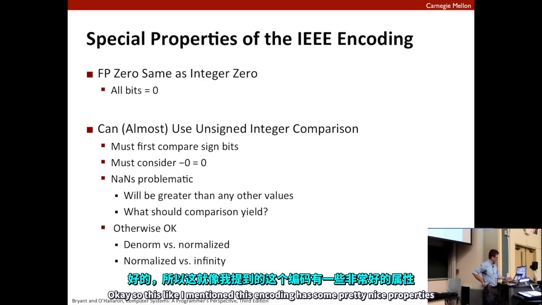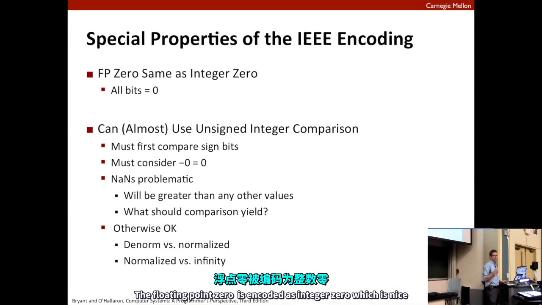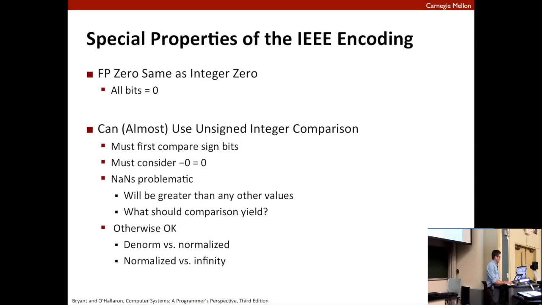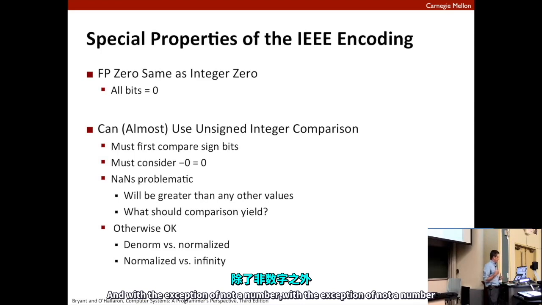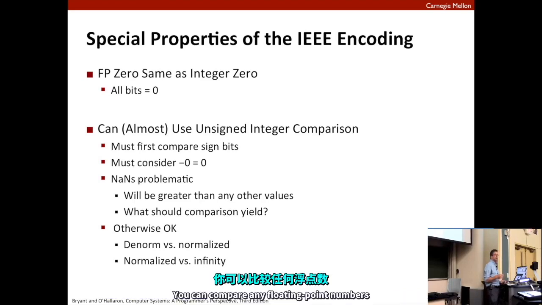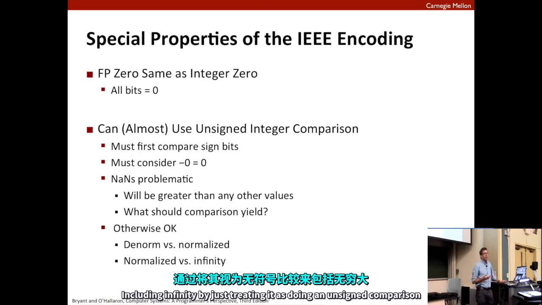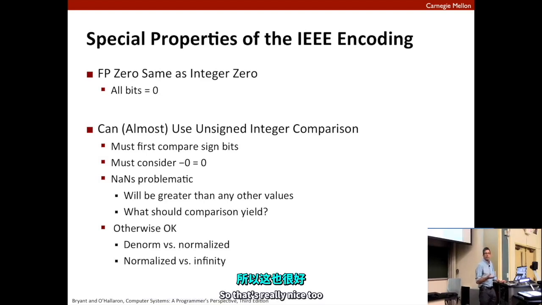Okay, so like I mentioned, this encoding has some pretty nice properties. The floating point 0 is encoded as integer 0, which is nice. And with the exception of not a number, you can compare any floating point numbers, including infinity, by just doing an unsigned comparison. So that's really nice too.